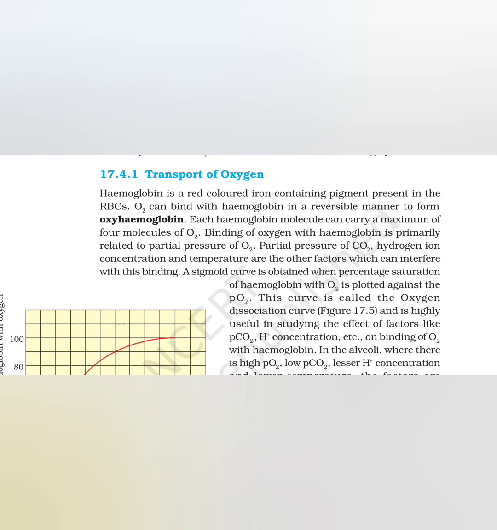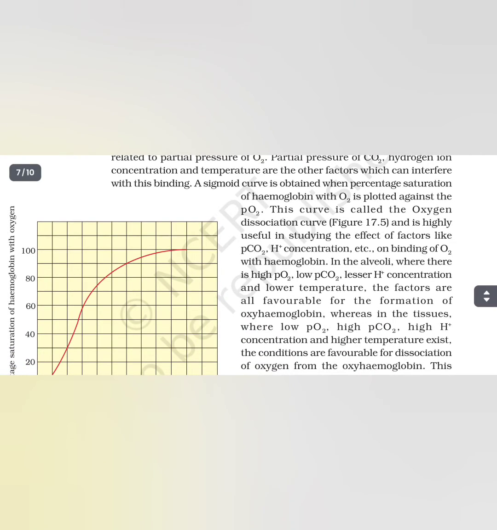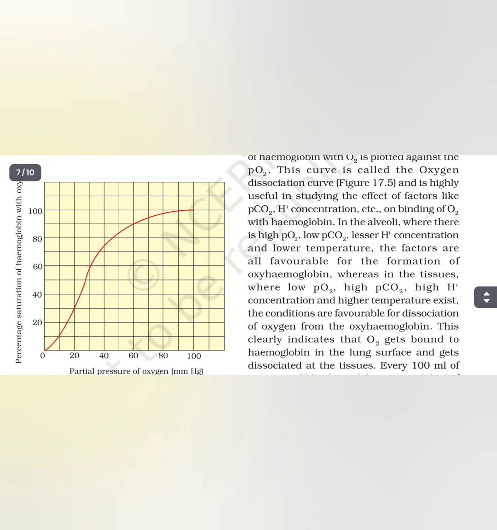Partial pressure of CO2, hydrogen ion concentration, and temperature are the other factors which can interfere with this binding. A sigmoid curve is obtained when percentage saturation of hemoglobin with oxygen is plotted against the PO2. This curve is called the oxygen dissociation curve and is highly useful in studying the effect of factors like PCO2, H+ concentration, etc. on binding of oxygen with hemoglobin.